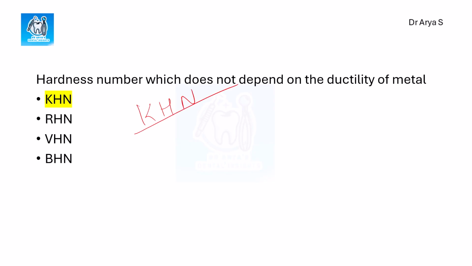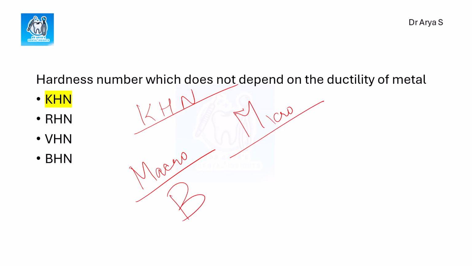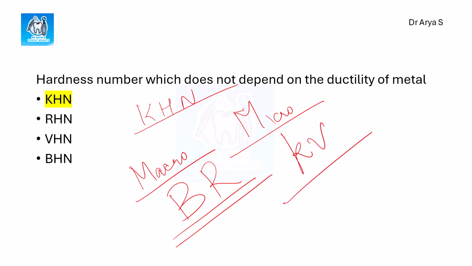Okay, and there are two types of hardness test, that is macro hardness test and micro hardness test. So which are the macro hardness test? It is Brinell's hardness test and Rockwell's hardness test, and micro hardness tests are Knoop's hardness test and Vickers hardness test. So these are the macro and micro hardness test.